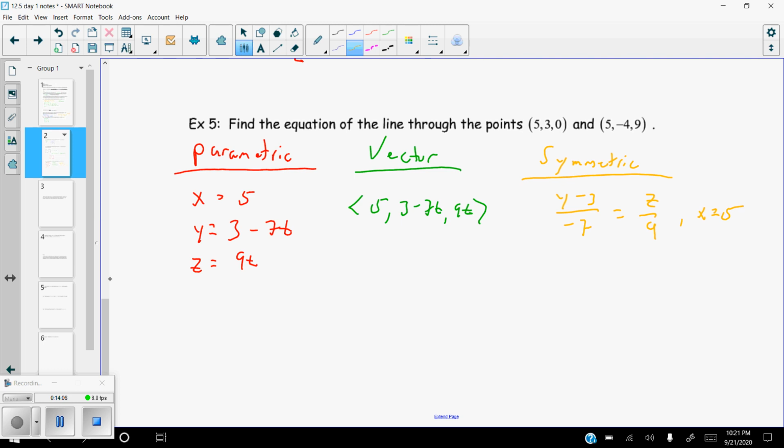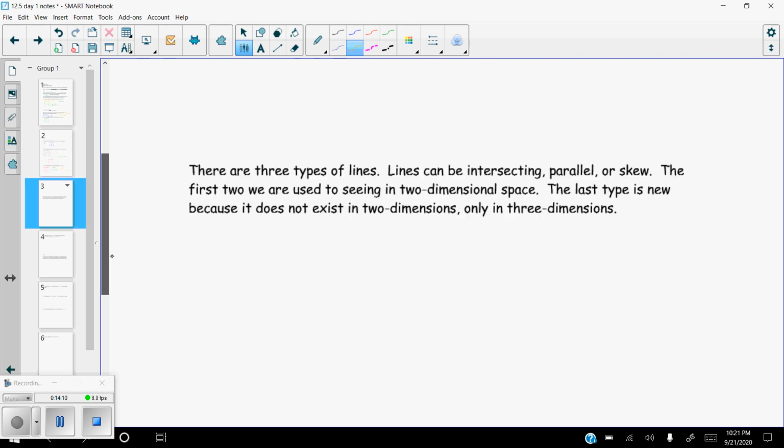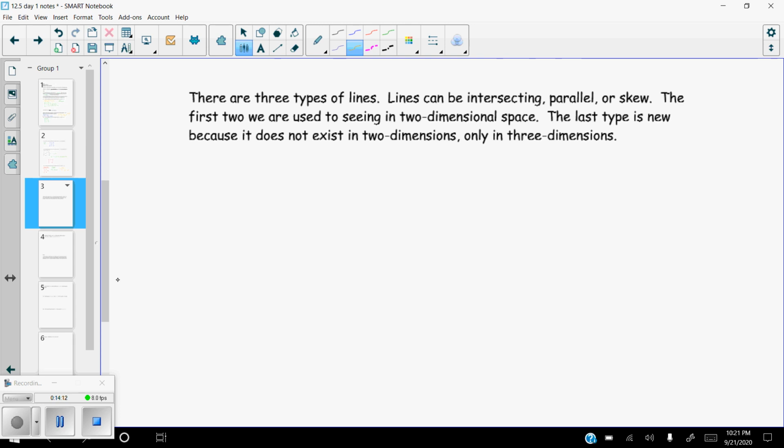All right, this next concept is a little bit different. So there's going to be 3 types of lines. Lines can be intersecting, they can be parallel, or they can be what's called skew. So the first two we're used to seeing in two-dimensional space. We've done that before. So actually, we can sketch that.